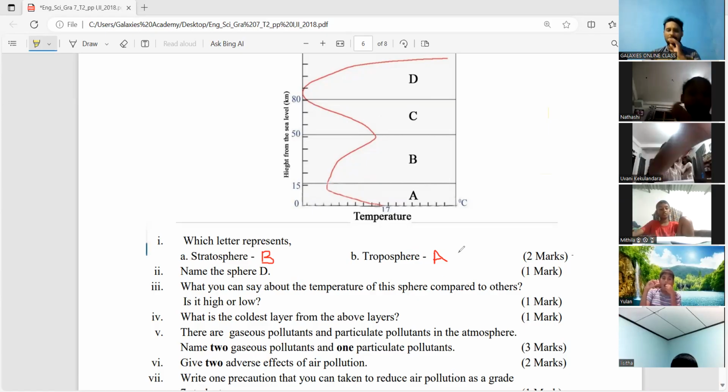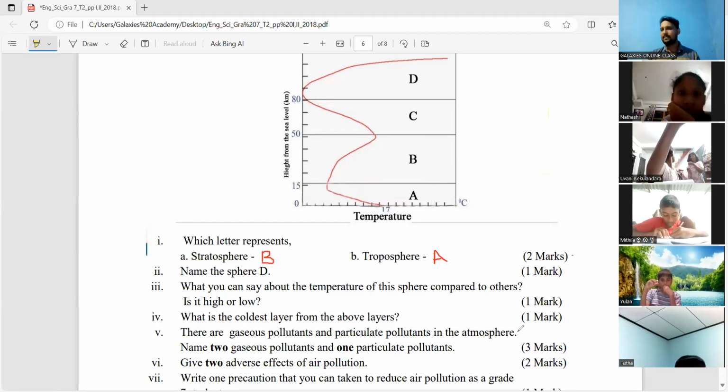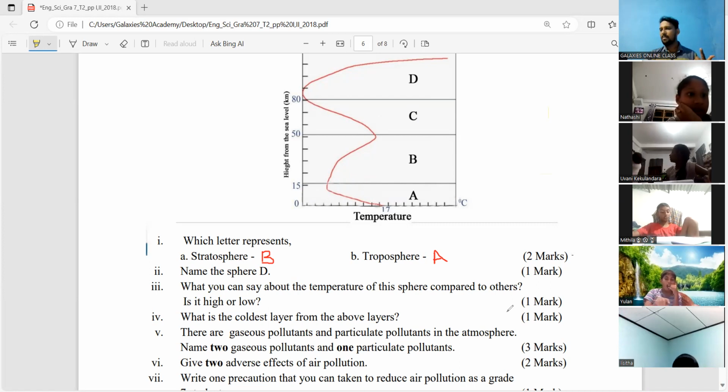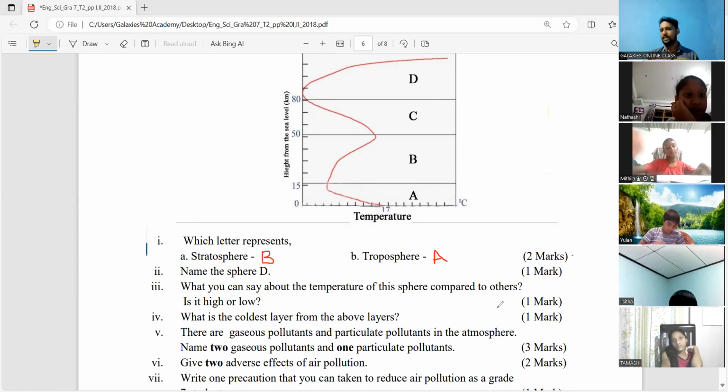Do you remember in order the 5 types of spheres in the atmosphere? Tell me the layers. The first one, troposphere. Second one, stratosphere. Third one, mesosphere. Fourth one, thermosphere. Fifth one, exosphere.